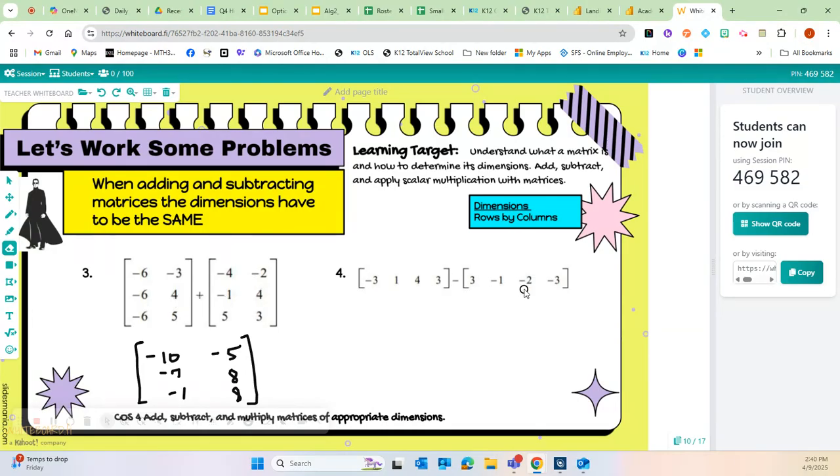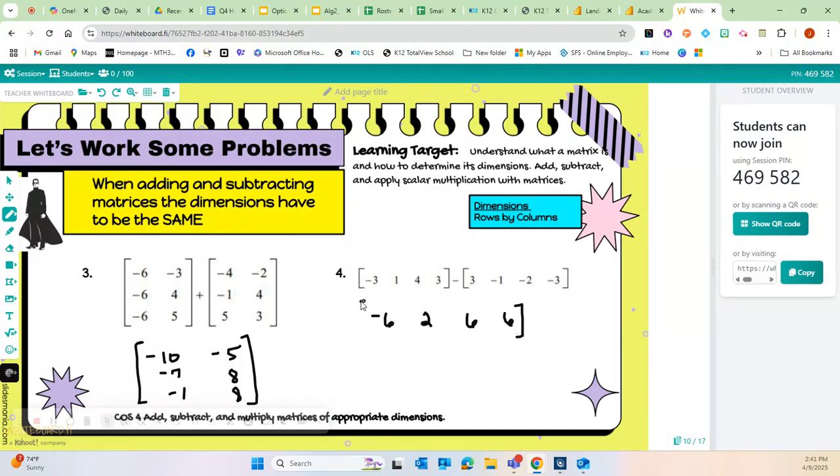In number 4, we can subtract these because I have 1 row and 4 columns in the first matrix, 1 row and 4 columns in the second matrix. So we will be able to subtract these. -3 minus 3 is -6. 1 minus -1 is really 1 plus 1, which is 2. 4 minus -2 is really 4 plus 2, which is 6. And 3 minus -3 is really 3 plus 3, which is 6.